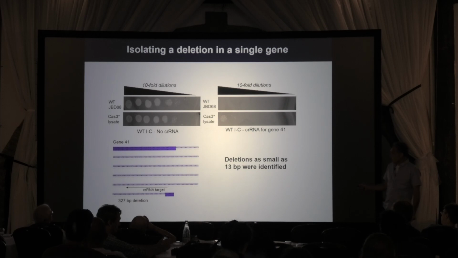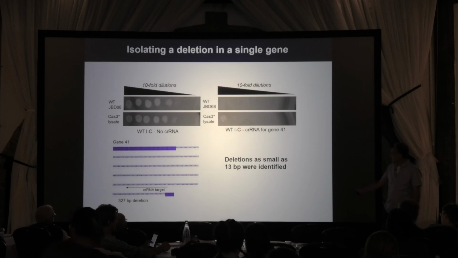On a strain with no CRISPR system expressed, you get lots of plaques on both sides, but when you plate on the strain that has the CRISPR system targeting the same gene that was mutated, the wild-type phage gives you no plaques, but the lysate made from the strain that made the little deletion mutants, you get some plaques, and then the student just had to pick some of these and retest them and sequence them. In this case, you targeted gene 41, and in this example, you got a 327 base pair deletion in gene 41, and we found that doing this single gene approach, we got deletions of various lengths from 13 base pairs up to 300 or more.